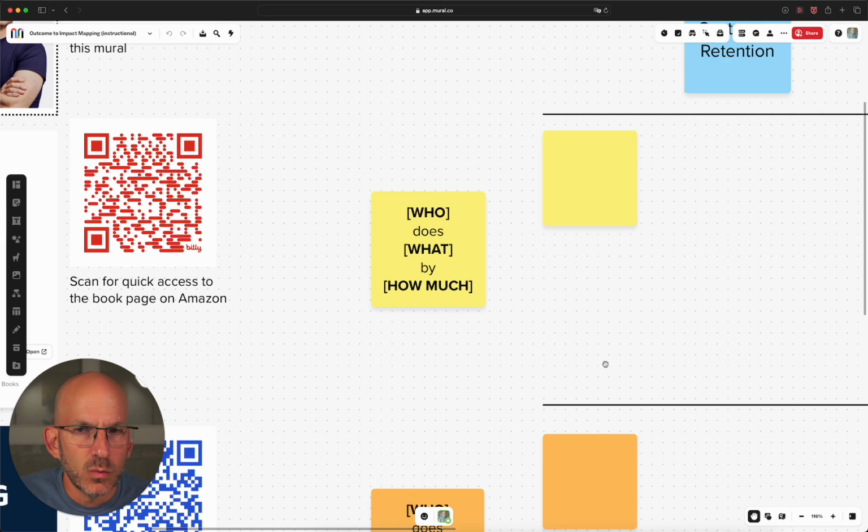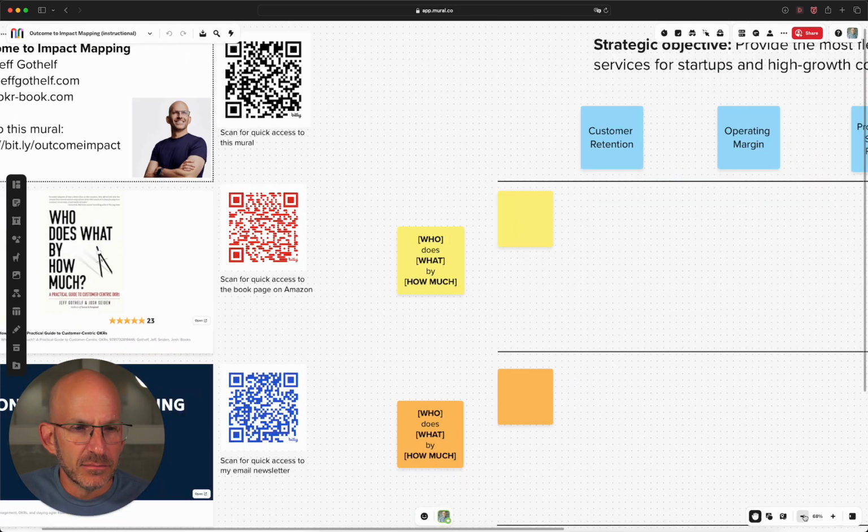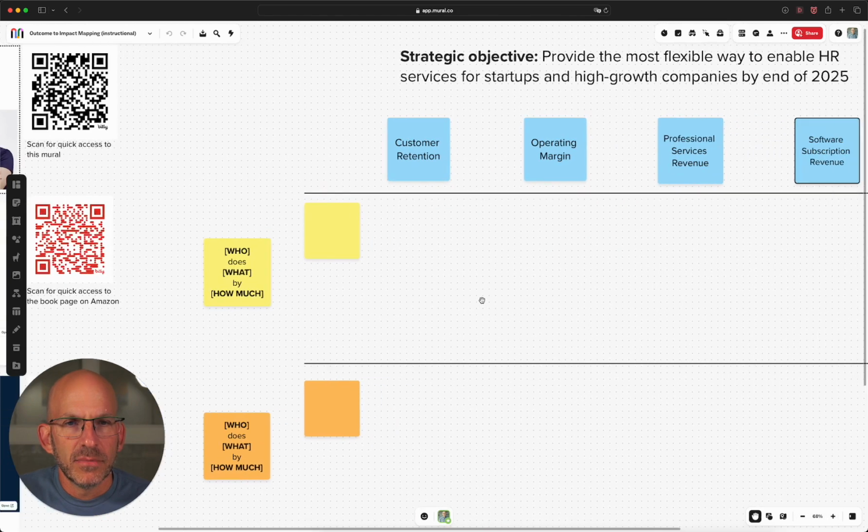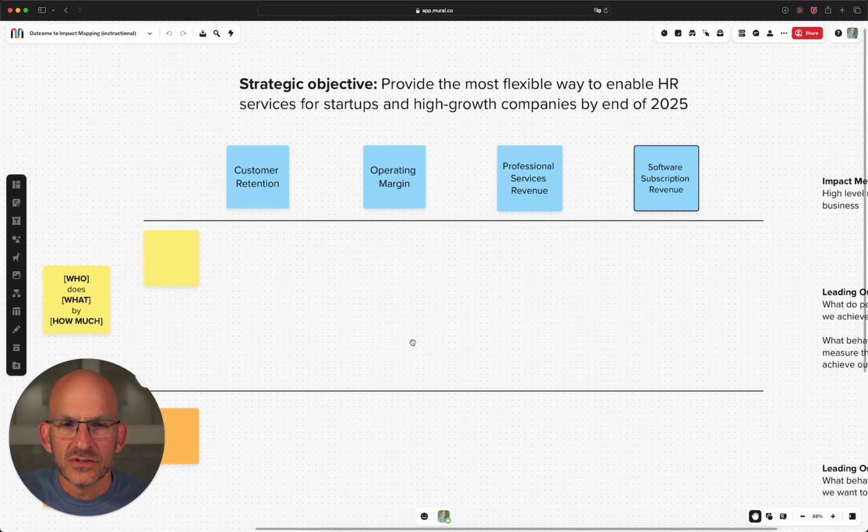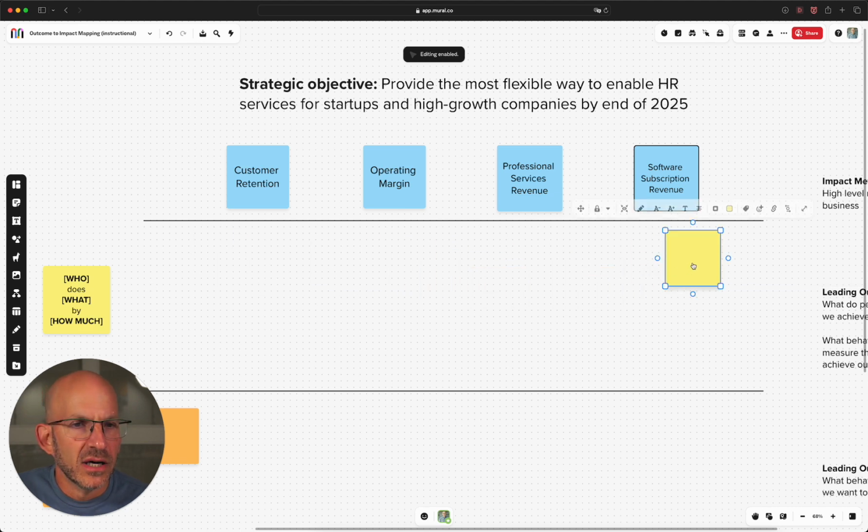Who does what by how much? Coincidentally, the name of our book, right? But I want them to focus on this prompt, right? The way that you know that you're writing a good answer to this question is it actually fills in the blank for who does what by how much, right? So if we're going to focus on software subscription revenue, who does what by how much, right?